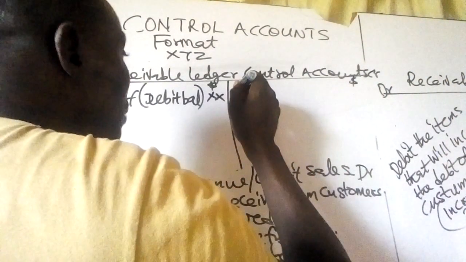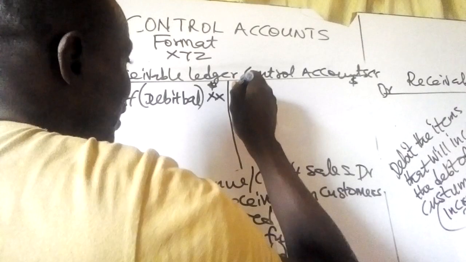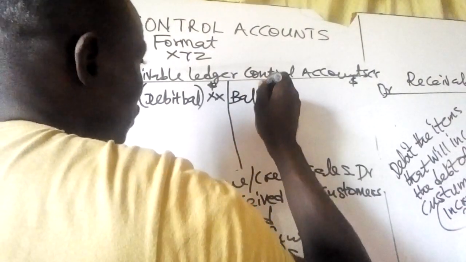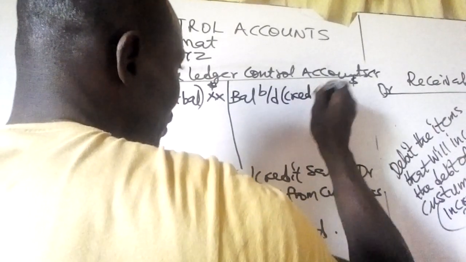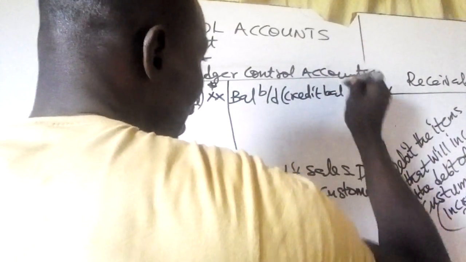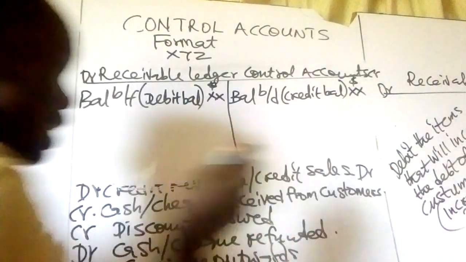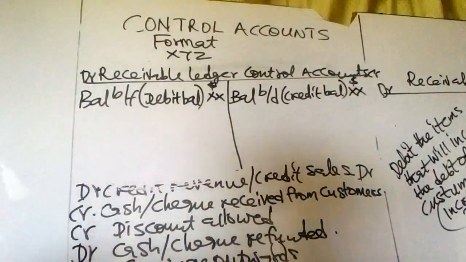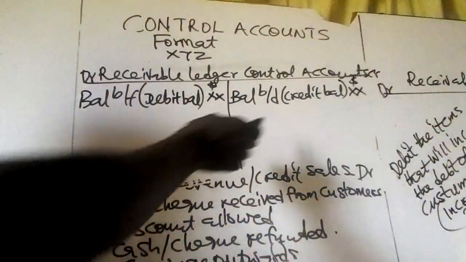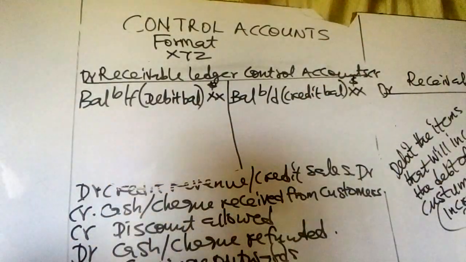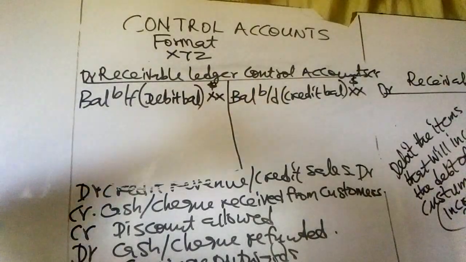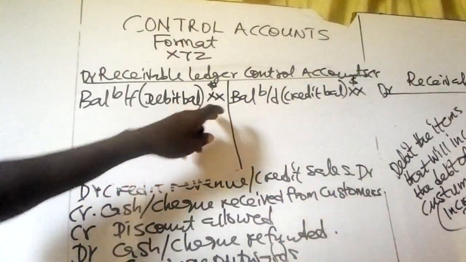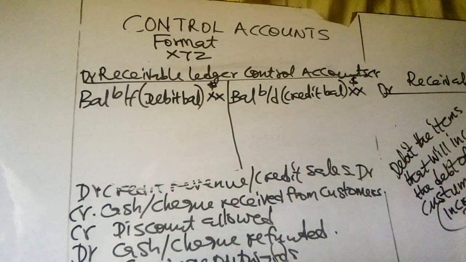But where it is a credit balance, it has to be specified: balance brought forward or brought down, credit balance. Where it is a credit balance, I've told you it will be stated. That is for the sales ledger balance. Where it is a credit balance, you put it at the credit side. But where it is a debit balance, you put it at the debit side. And where the examiner is silent about it, you know that it will have a debit balance.